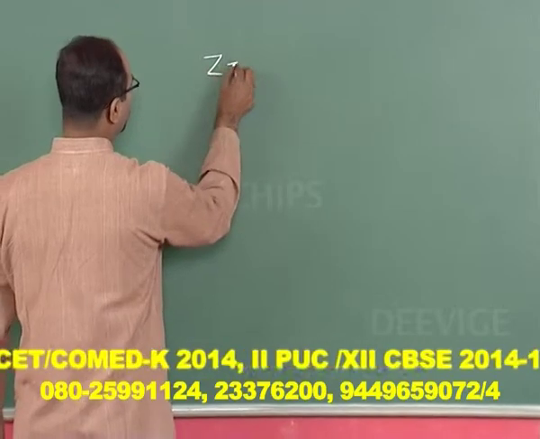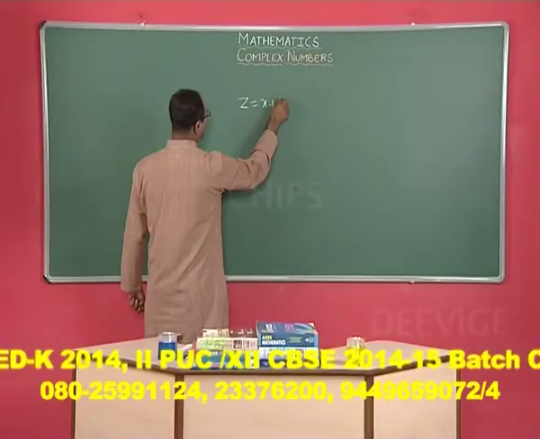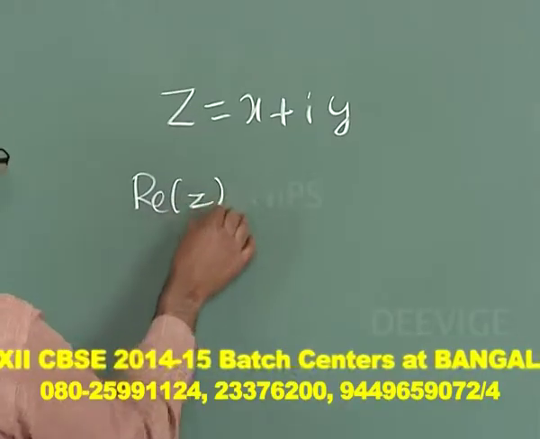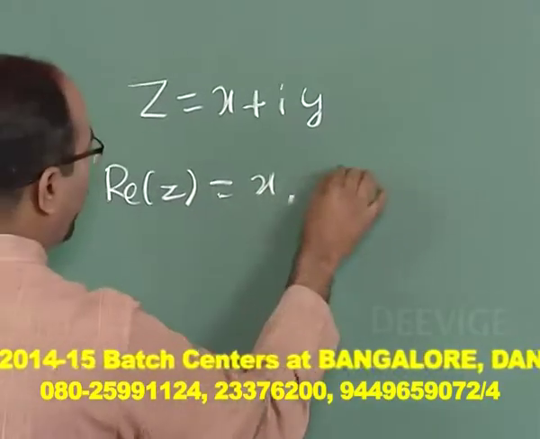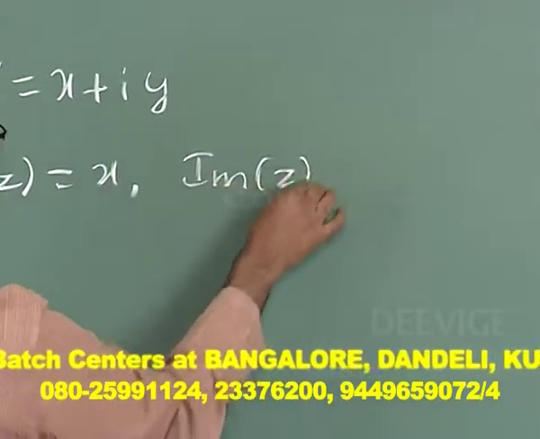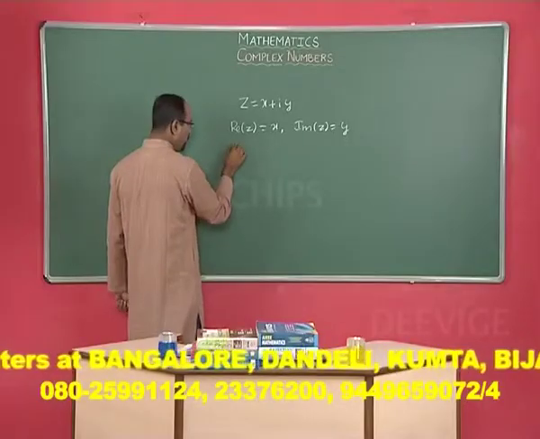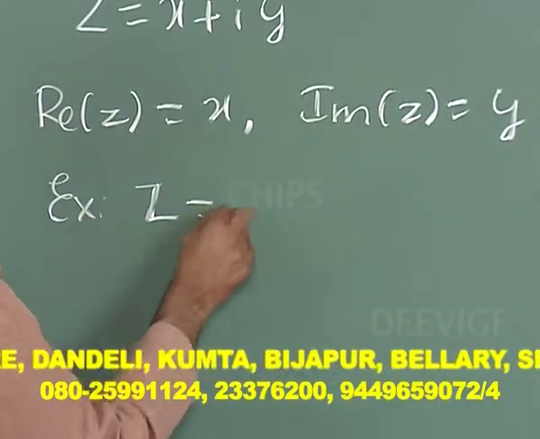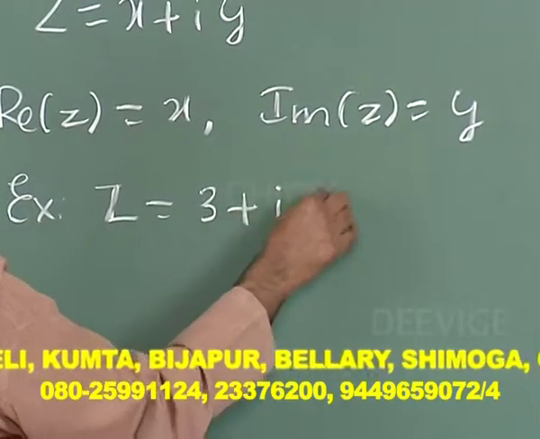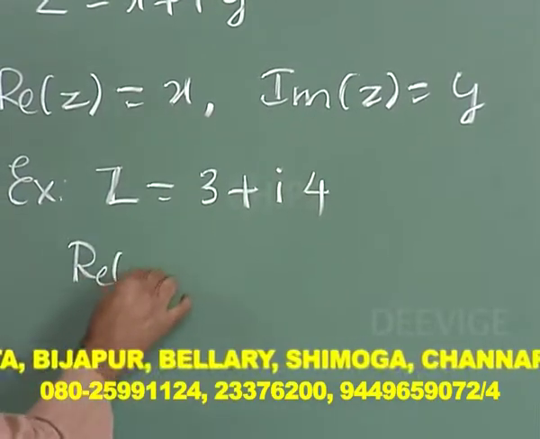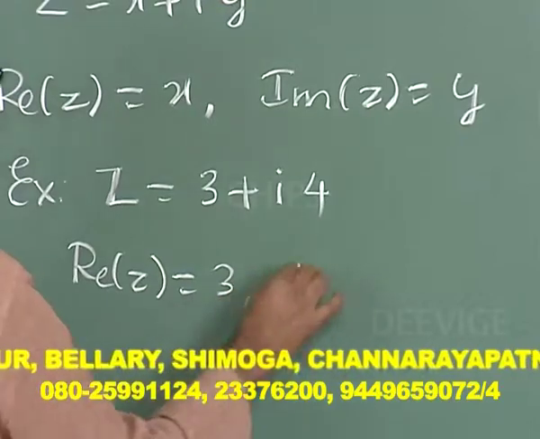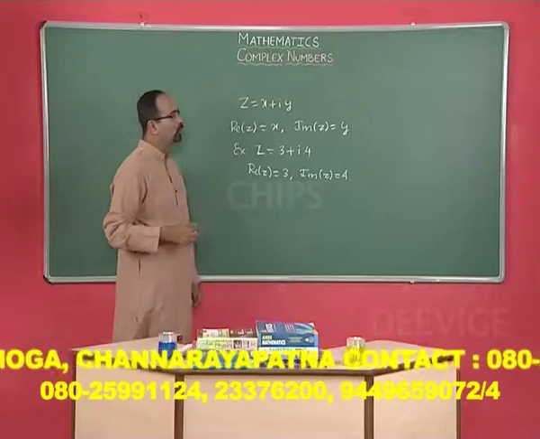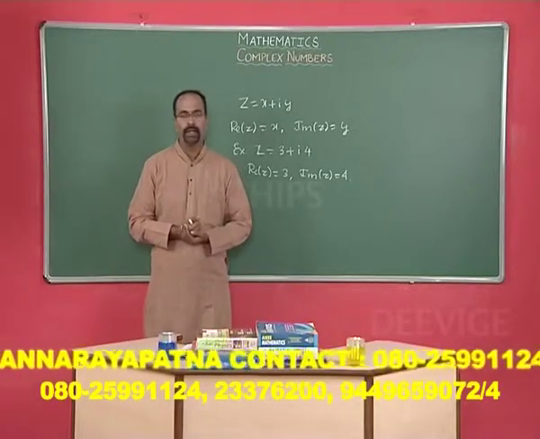Let me explain this here. Z is equal to x plus iy, then real part of z is x and imaginary part of z is y. Let me give you an example here. Let z is equal to 3 plus i4. What is real part of z? It is 3. Imaginary part of z is 4. This you should have already studied in your 10th standard or first PUC.